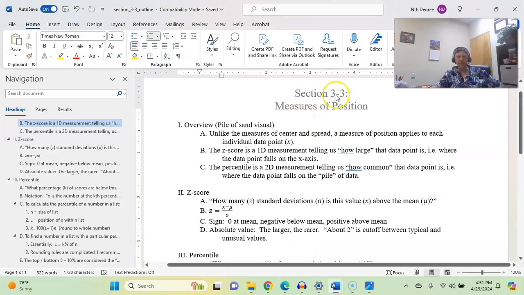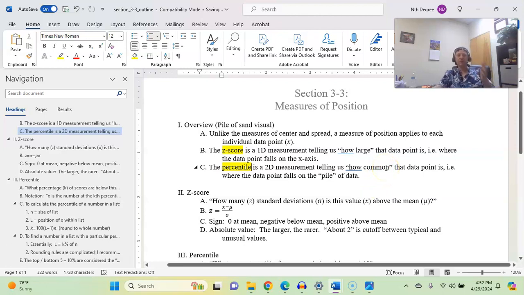This is discussed in section 3.3 of the book. It's our final lesson for week 2. We're going to go back to this pile of sand visual in just a little bit to talk about measures of position. The two main measures of position of interest in our class are the z-score and the percentile.